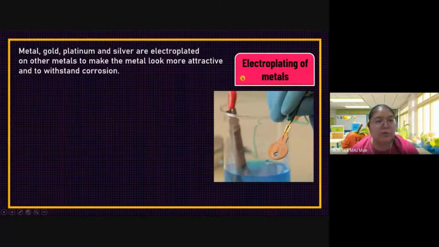Then after that, you want to make your key look more attractive, then you use electroplating. Electroplating from where? From the other metal. For example, you want gold, you want platinum, you want silver. We use electroplating on the other metal to make the metal look more attractive, and also withstand corrosion. Withstand corrosion means they can last longer, no need to rust so fast.